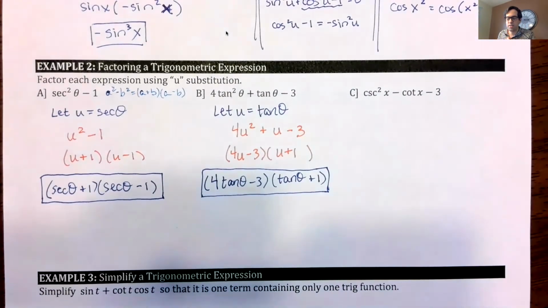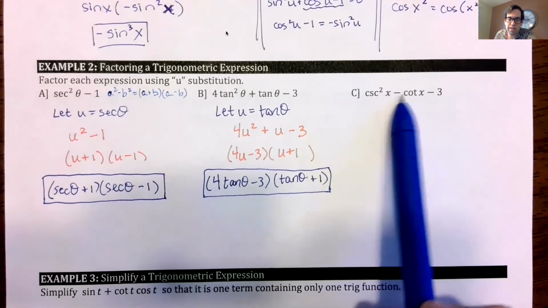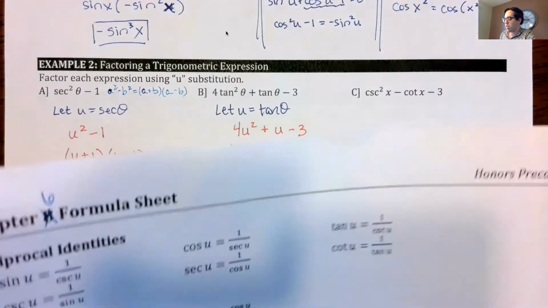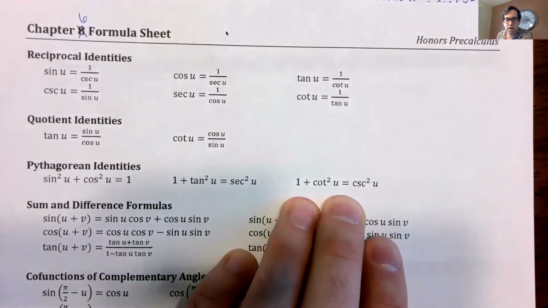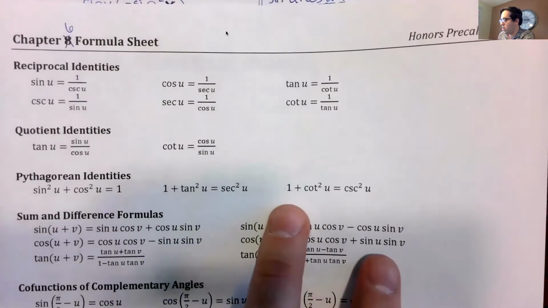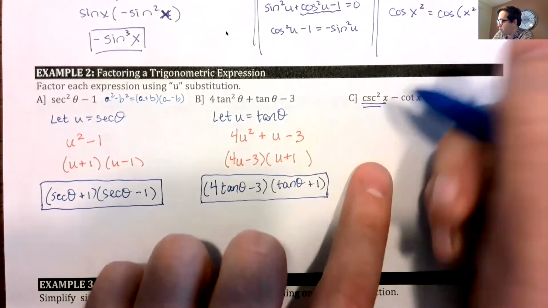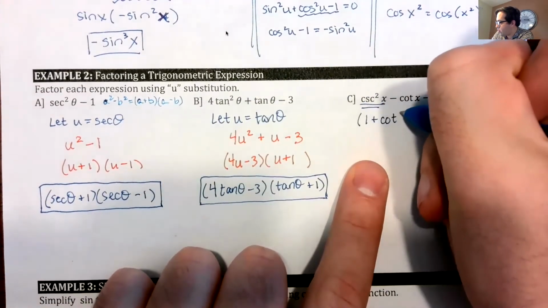All right, let's take a look at letter C. Now, in letter C, I have an issue, and the issue is that we have cosecant and cotangent, so no u substitution is going to make these into the same thing. So let's take a look back at our formula sheet. We're going to look at the Pythagorean identities, and this time we're going to look at the third Pythagorean identity. It says 1 plus cotangent squared equals cosecant squared. That's great news, because I can replace cosecant squared with 1 plus cotangent squared, and I have another cotangent. So that's what I'm going to be replacing with 1 plus cotangent squared.